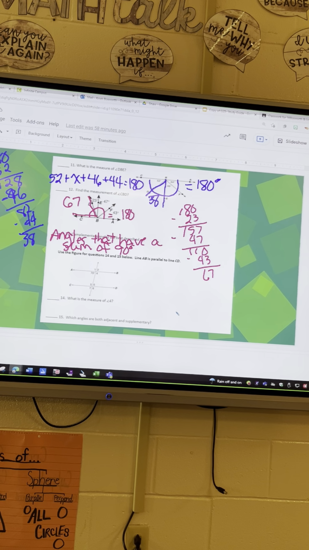All right, number 14, what is the measure of angle 4? Well, angle 4, if you look right here, I see a semicircle right there, don't I? And I know that angle 4 and that 70-degree angle together make 180 degrees, don't they? Angle 4 plus that 70-degree angle together are going to equal 180. So angle 4 has to be 110.